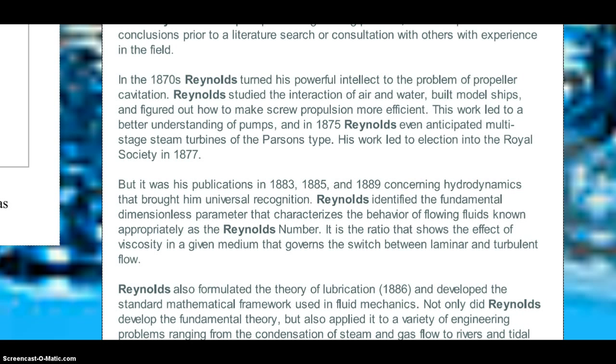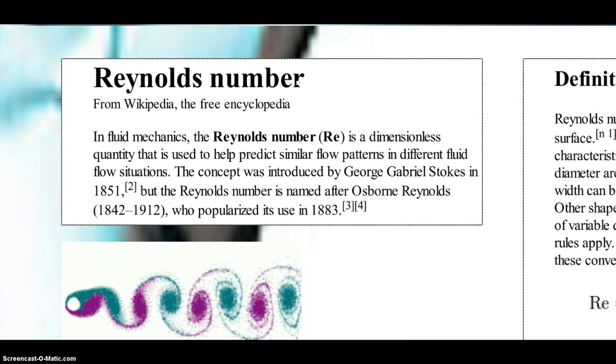Reynolds identified the fundamental dimensionless parameter that characterizes the behavior of flowing fluids, known appropriately as the Reynolds number. Wait, is that true? The concept was introduced by George Gabriel Stokes in 1851, but the Reynolds number is named after Osborne Reynolds, who popularized its use in 1883.